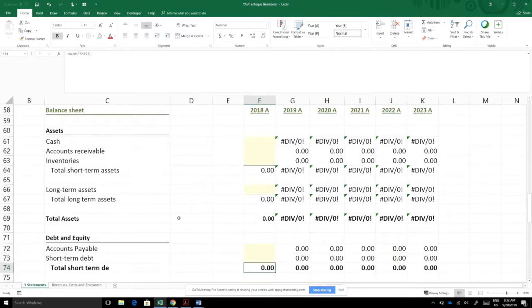And here in the balance sheet, you're going to put how much cash you had in the first year, how much are your accounts receivable. If all of your sales are in cash, then you're not going to have anything in accounts receivable. But if you do some credit, then you're going to have it. And then inventories is how many inventories you have at the end of the year.